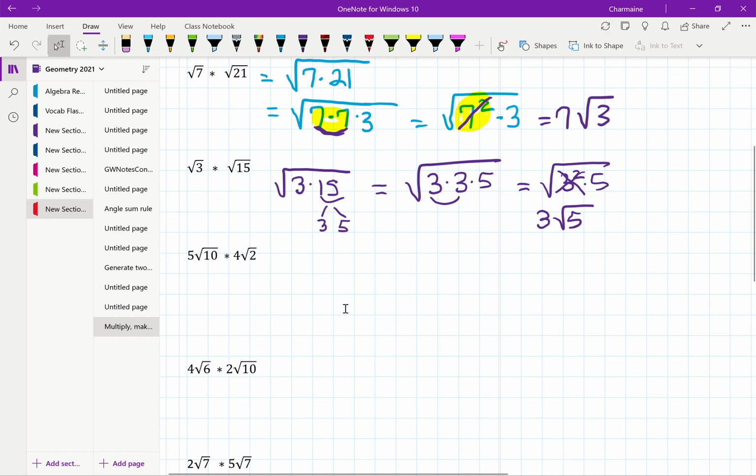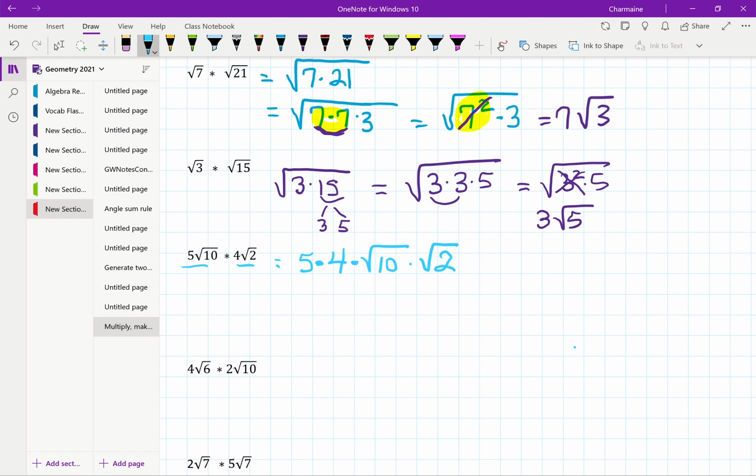When you have coefficients outside the square root, remember that multiplication is commutative, meaning that the order in which I multiply numbers doesn't matter. So if I have 5 times 8, it's going to give me the same answer as 8 times 5. So when I see something like this, I don't have to do it this way, but it might be easier to reorganize so that the numbers are together and the square roots are together. Because again, multiplication is commutative and order doesn't matter.